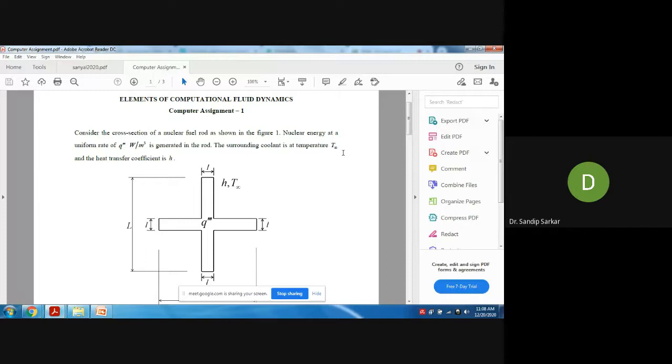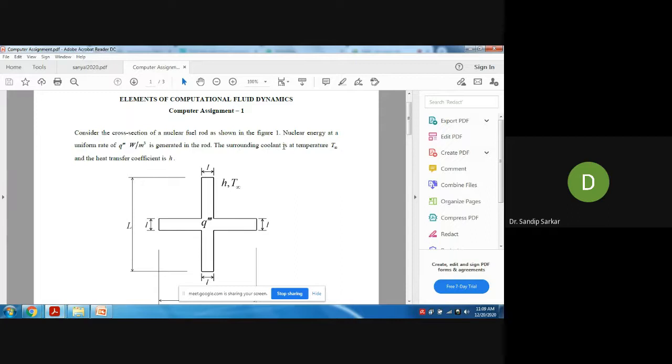So what is the problem? Consider the cross section of a nuclear fuel rod. This is a nuclear fuel rod. The cross section is a plus type configuration. Nuclear energy at a uniform rate of Q triple prime watt per meter cube is generated in the rod. So there is a generation of nuclear energy at a rate of Q triple prime watt per meter cube.